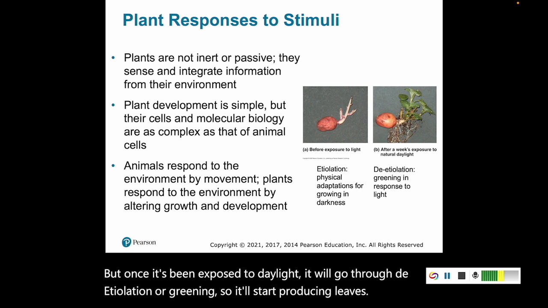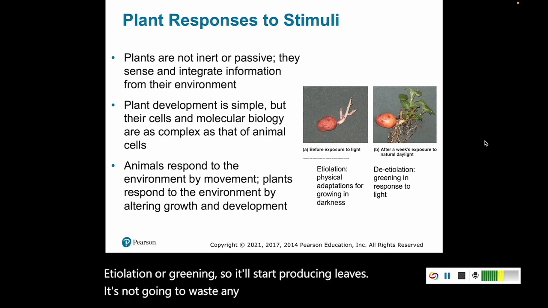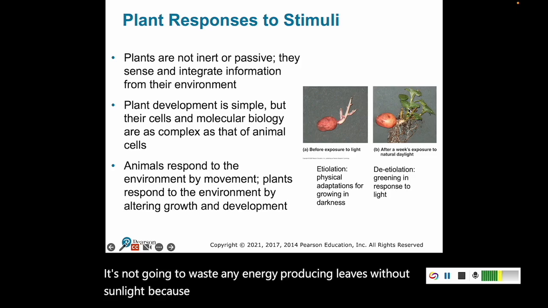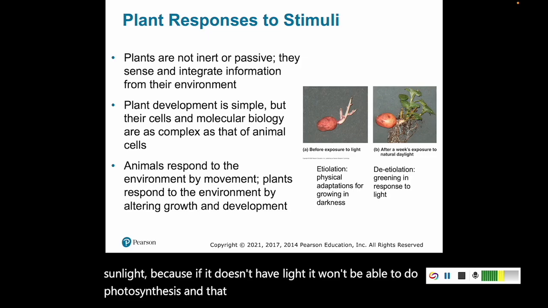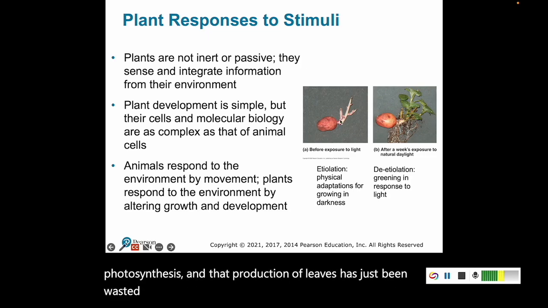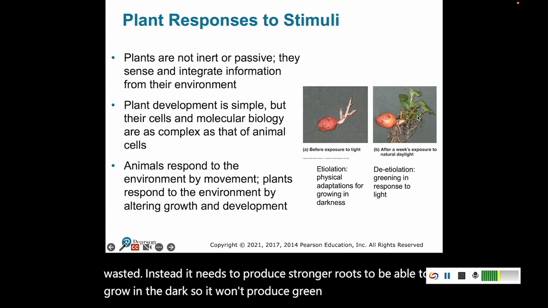It's not going to waste any energy producing leaves without sunlight, because if it doesn't have light, it won't be able to do photosynthesis. And that production of leaves has just been wasted. Instead, it needs to produce stronger roots to be able to grow in the dark. So it won't produce greening until that light is available.